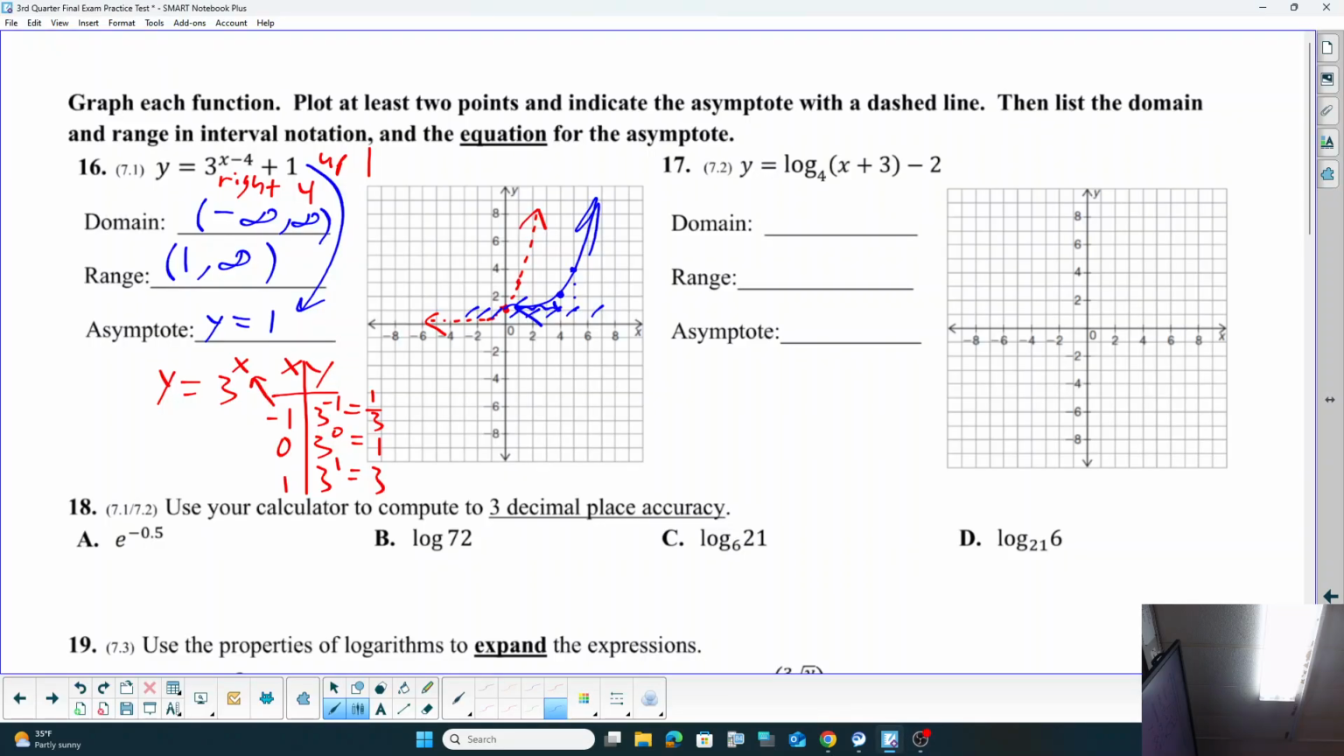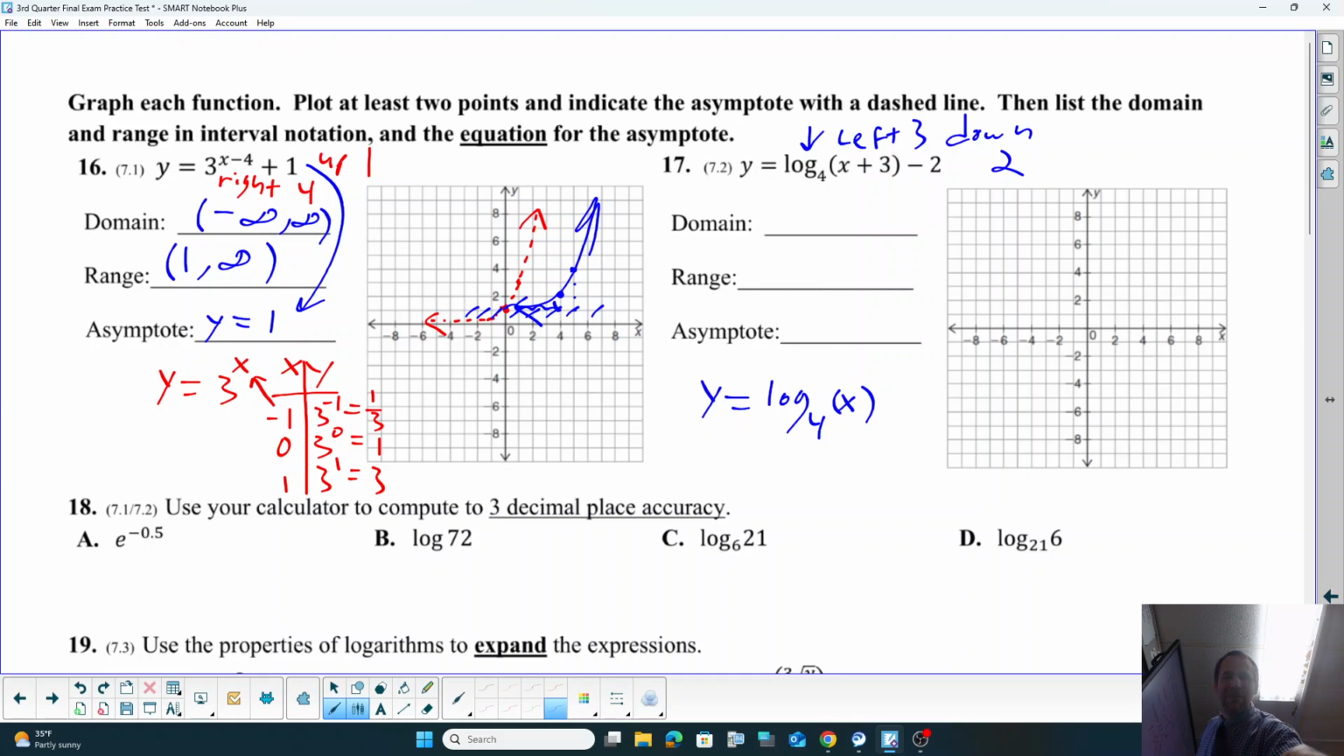Let me see here, we're on 12 minutes, still going strong. Okay, so we're going to have to graph the parent function first for logarithms. So we're going to go ahead and do the parent function. So y = log base 4 of x. And then we'll go left 3 down 2.